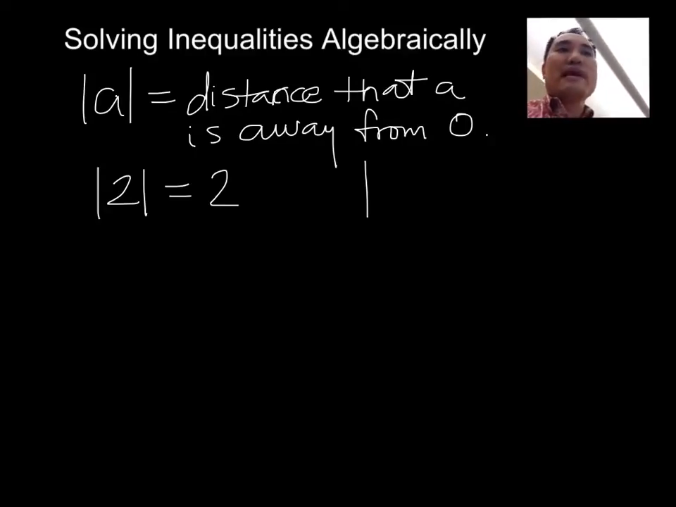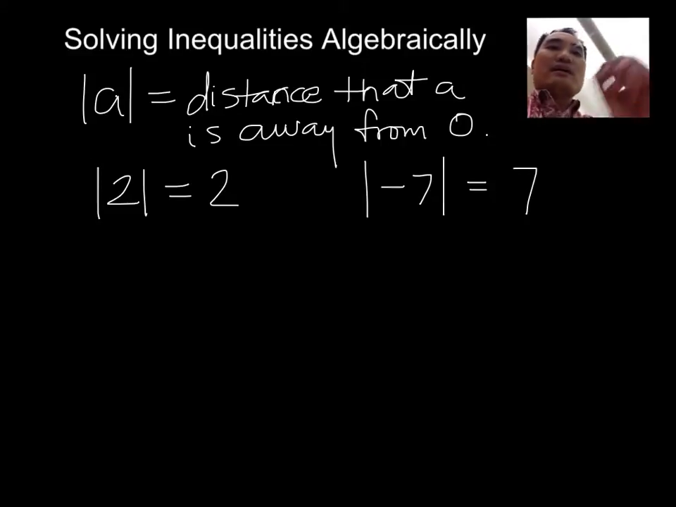For example, the absolute value of negative 7. How far away is negative 7 from 0? Well, it's 7 units away. By definition, then, the absolute value of a number or an expression always needs to be a positive number or 0. Okay, so now we're ready to do an example that has absolute values in it.